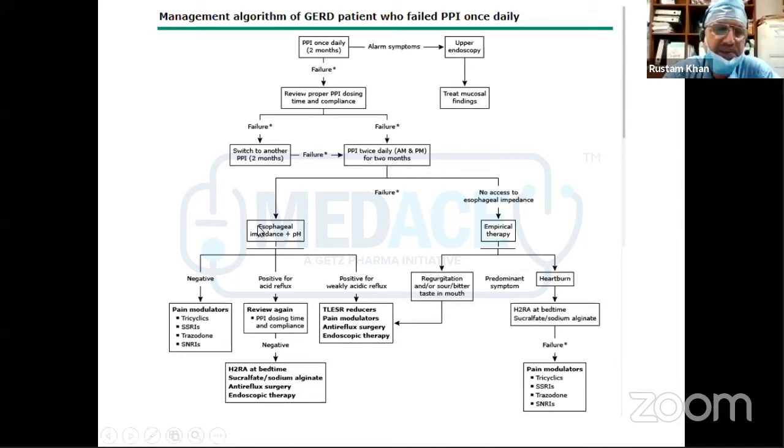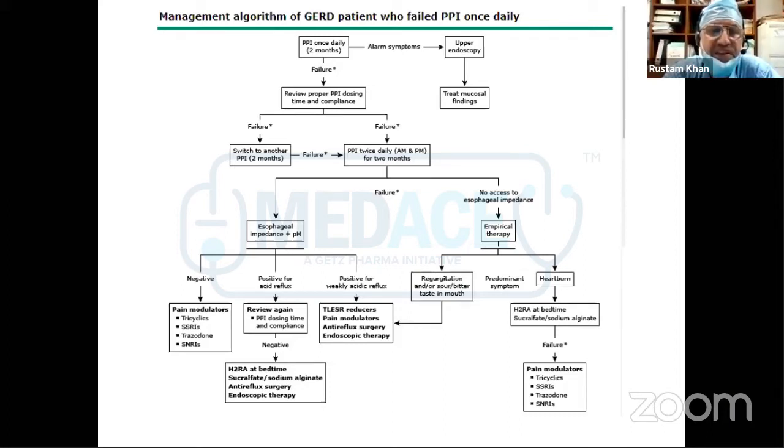If pH monitoring is negative, it means this patient has psychological symptoms and you should try a tricyclic antidepressant or SSRI or SNRI. If impedance pH monitoring is positive for acid reflux, PPI dosing, timing and compliance should be ensured. And if the patient is still not responding, then you can use an H2 receptor blocker at bedtime or sucralfate or sodium alginate as required, and refer this patient for surgery or endoscopic therapy.